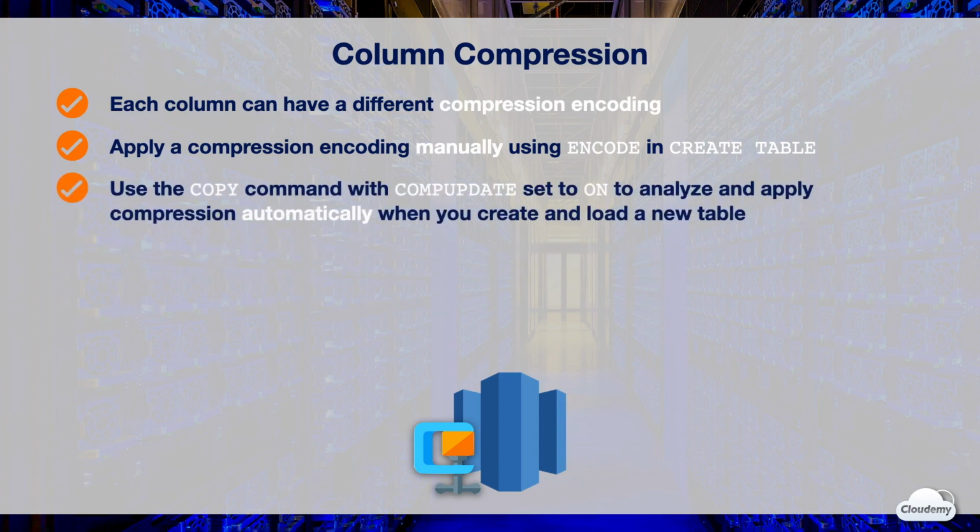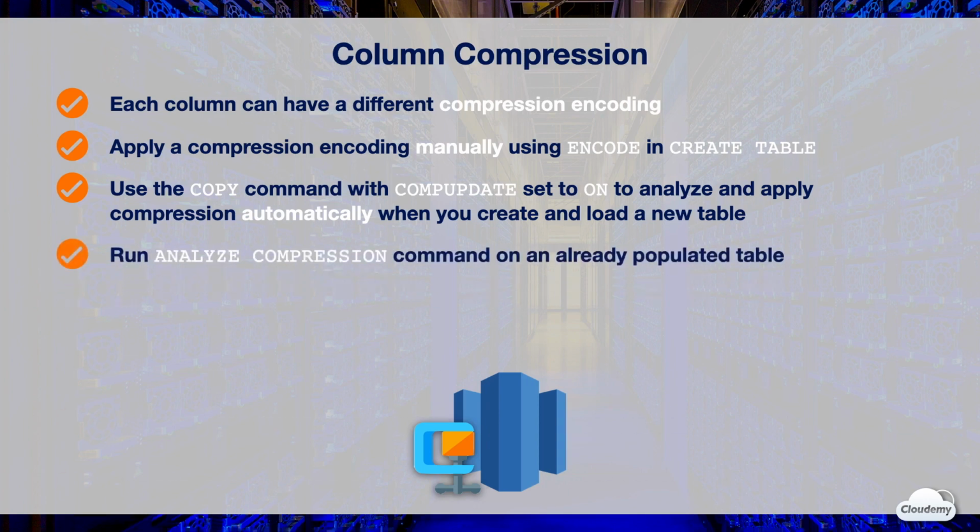Alternatively, you can use automatic compression when you create and load a brand new table, using the copy command with comp update set to on. The copy command performs a compression analysis, and applies compression automatically based on sample data. You can also perform a compression analysis, without loading data or changing the compression on a table, by running the analyze compression command on an already populated table.